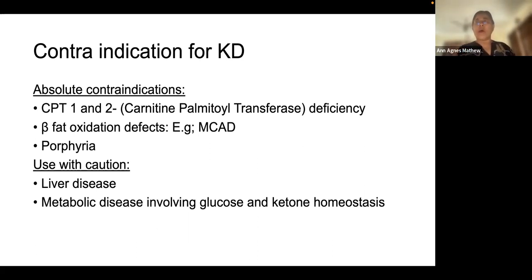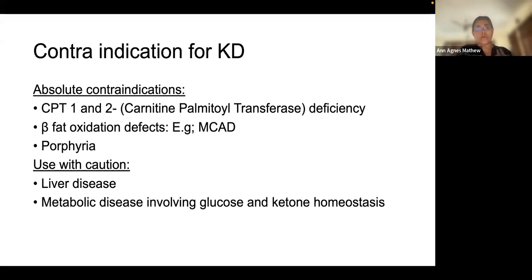We do this before we start ketogenic diet. So even if you are in the ICU, one of the places where you have to start somebody emergently on ketogenic diet, say, for example, if somebody has super refractory status epilepticus, then you would need to send a dried blood spot to check for the acyl carnitine pathway, to make sure that they are able to produce ketones.